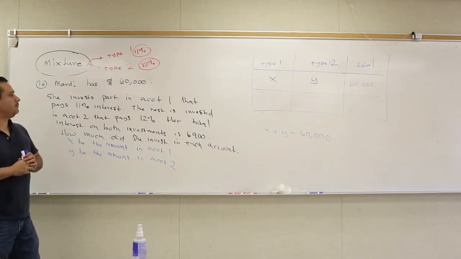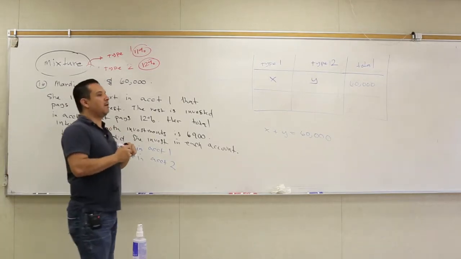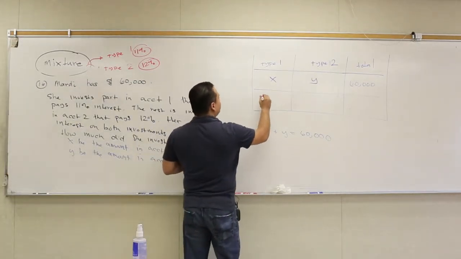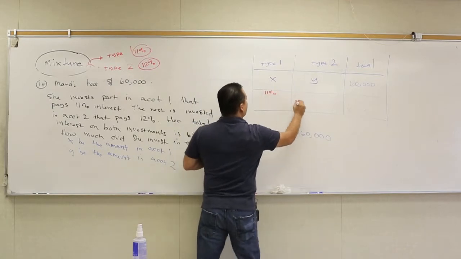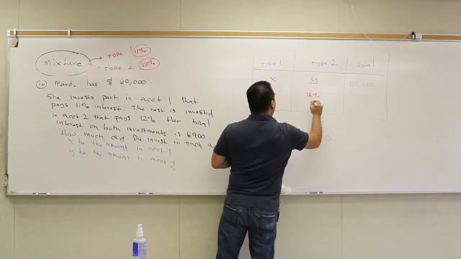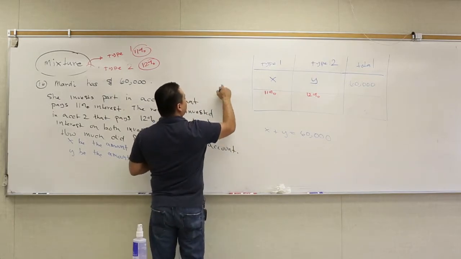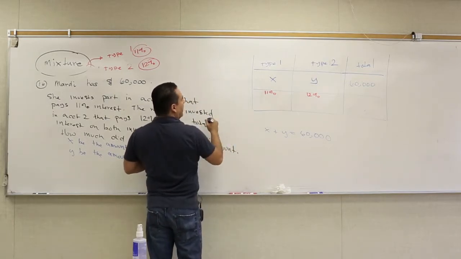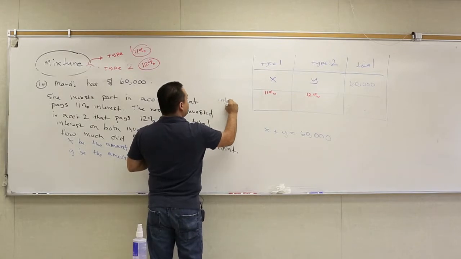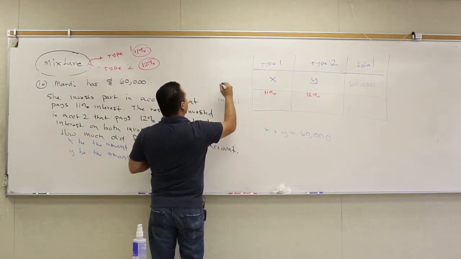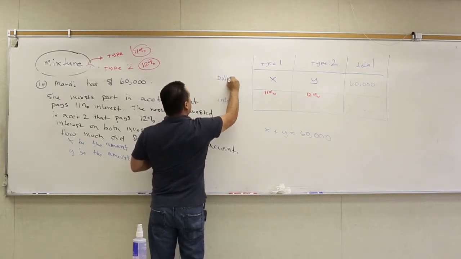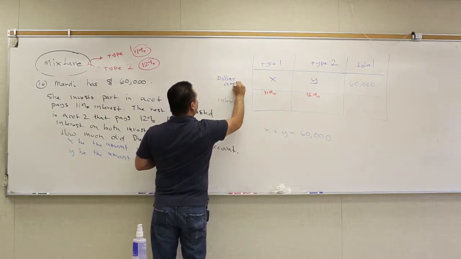Okay? And then, what do we know about these rates? Got 11% account and what? 12%. So, here we go. This is the dollar amount, and we'll call this the interest. So the dollar amount row and the interest row.